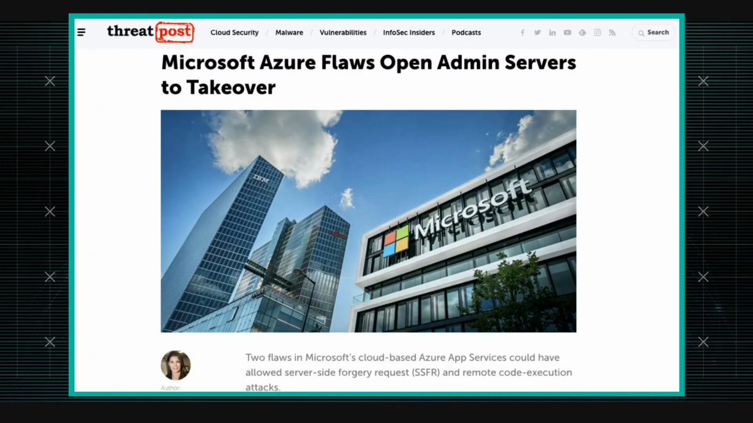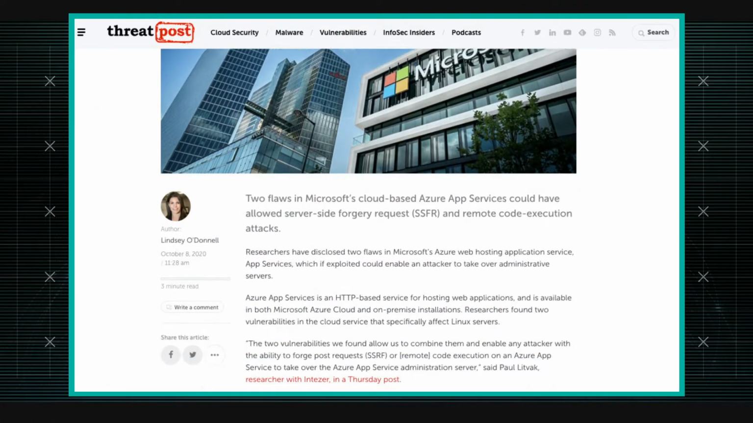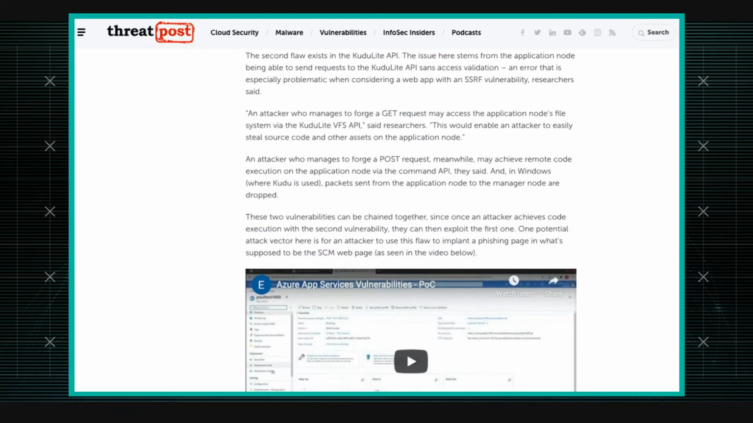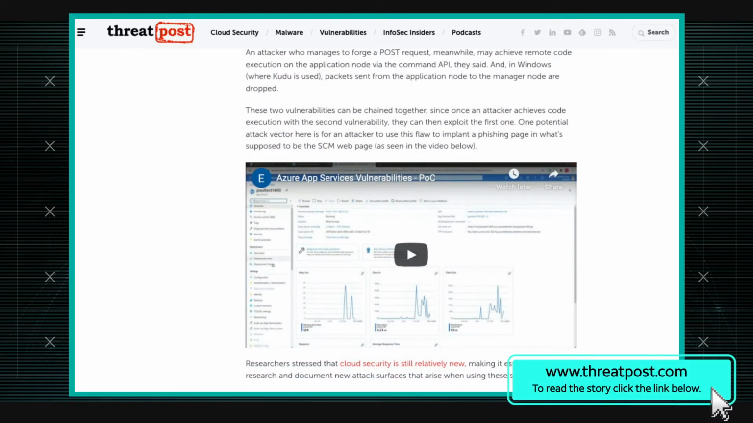So, hey, Mike, looks like you've got a story for us this week about a chained pair of vulnerabilities against the Azure App Services. Yeah. We're seeing more and more of these cloud native vulnerabilities being exposed. Researchers discovered two flaws in the Azure App Services, another one of these platform as a service, or PaaS services that you can utilize in Azure. They found vulnerabilities that let you access basically this administration service.